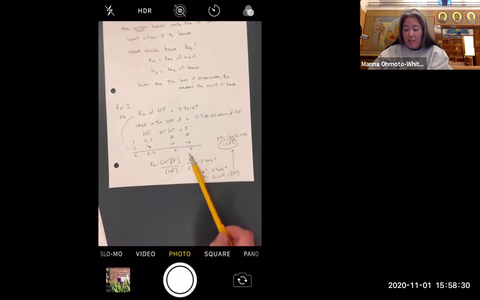So I run it through my ICE box. My Ka is equal to H plus times F minus over HF. These two are equal because they dissociate in a 1-to-1 ratio.